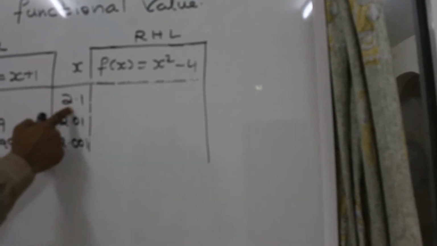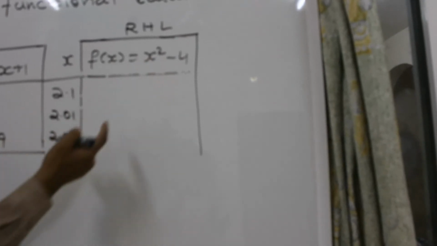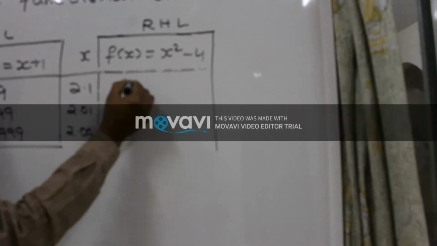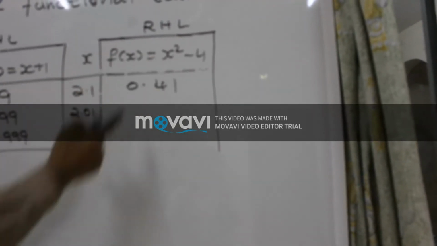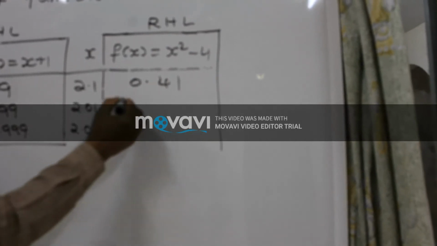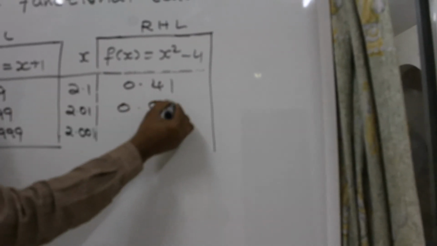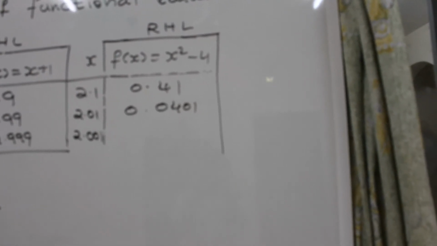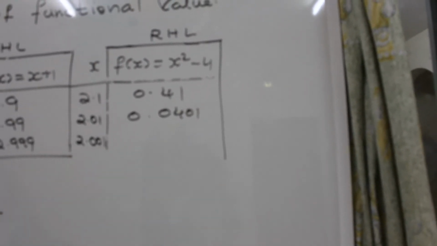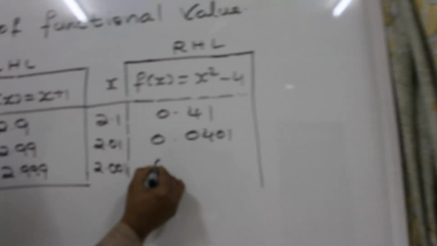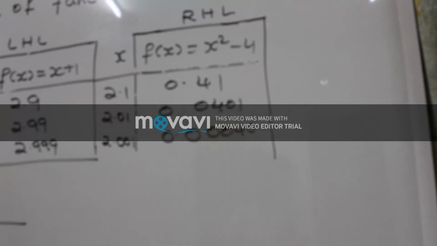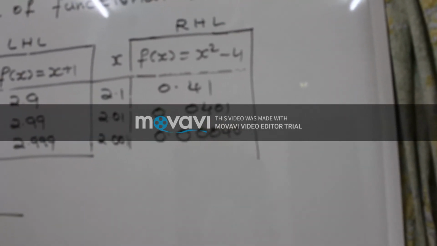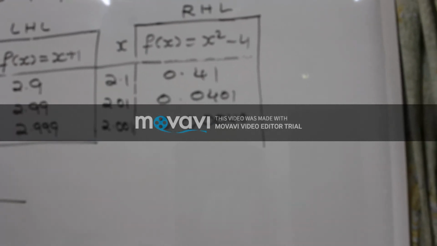If you put this value in the function x square minus 4, the value will come like this, 0.41. If you put 2.01 in the function x square minus 4, you will get 0.0401. If you put 2.001 in the function, you will get 0.004001. So I have iterated three values here. Then we can conclude for RHL also.